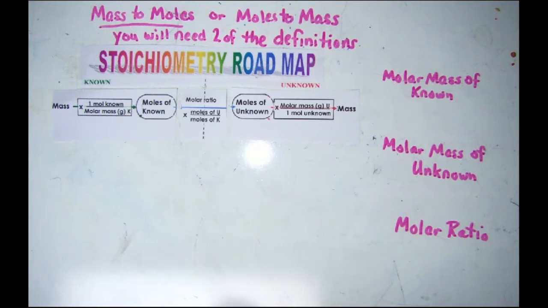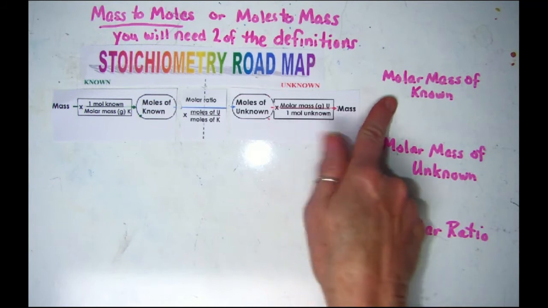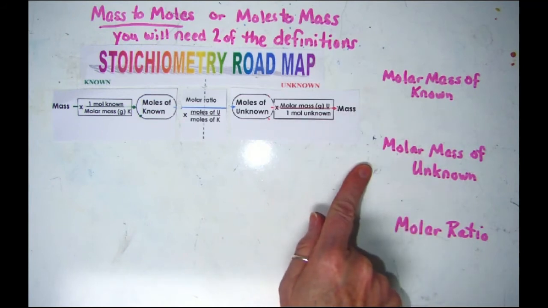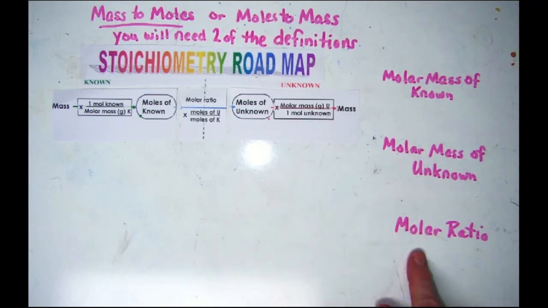In this type of problem you only need two of the three definitions, so you will be using only one of your two molar masses, either the molar mass of the known or the unknown, but in all cases we will be using the molar ratio for the problem. And again, this all depends on how the problem reads.